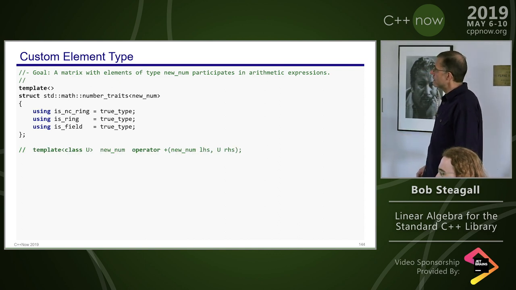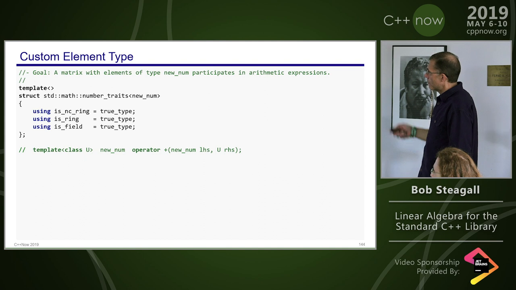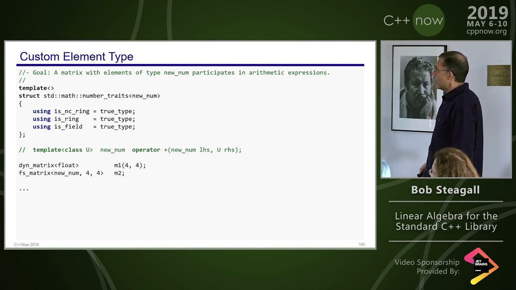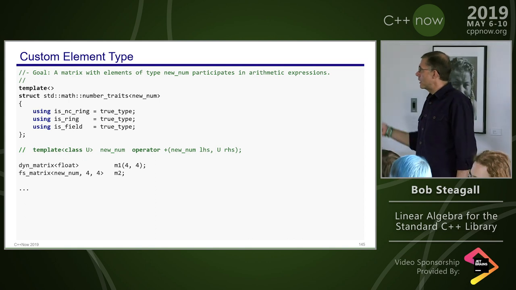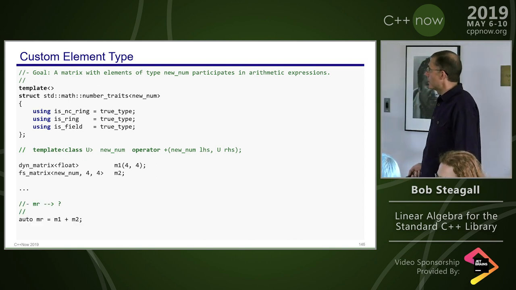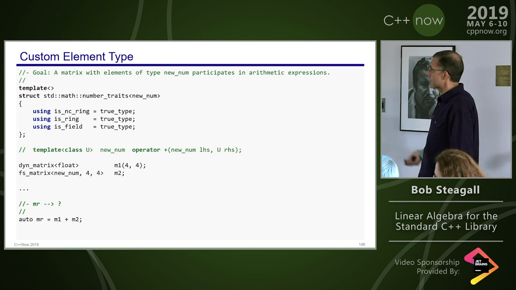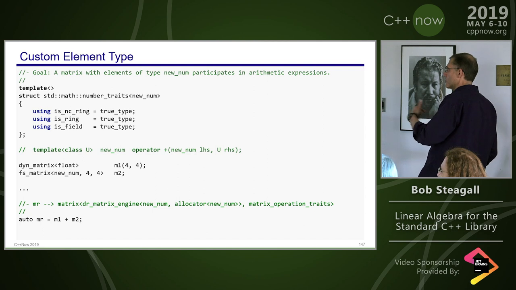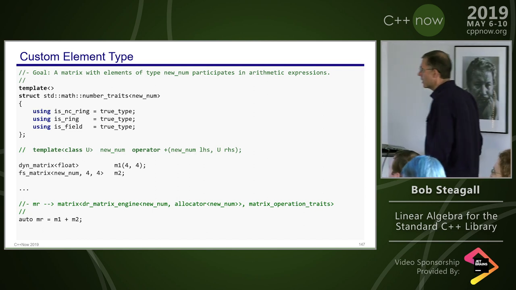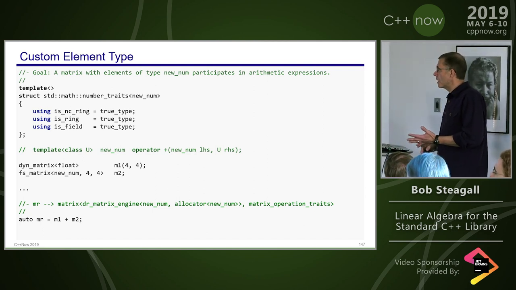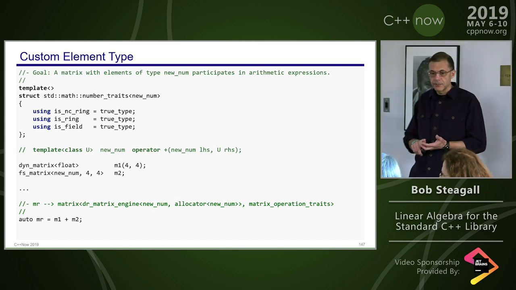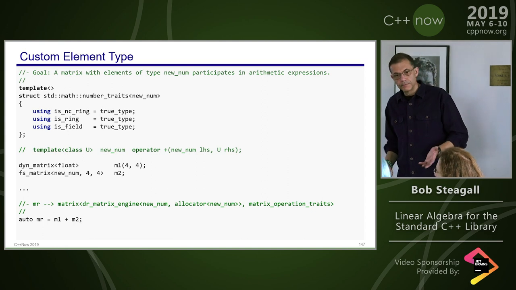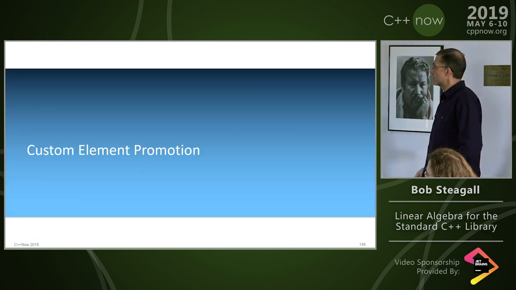And keeping in mind that this operator has been defined for newNum, if I have a dynamic matrix of float and a fixed size matrix of newNum, my resulting type MR in that expression is going to be a dynamically resizable matrix whose element type is newNum. So I've done the element promotion to newNum, I've done the engine promotion from fixed size and dynamic to dynamic, and I've returned the correct math type, right? This is an easy example of customization.